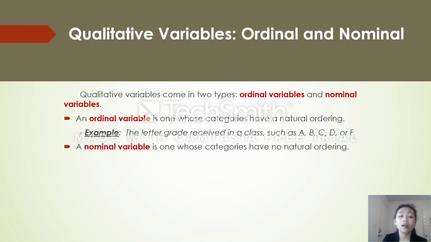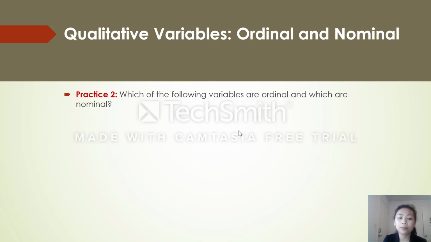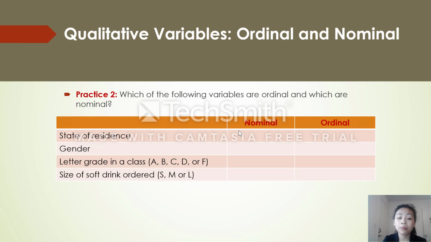In contrast, a nominal variable is one whose categories have no natural ordering. For example, the types of cars: we can list Jeep first or Honda first. It doesn't matter which type of car we list first in the data set. So that is about ordinal and nominal. Now let's look at some practice. Practice 2. Which of the following variables are ordinal and which are nominal? Here I'm giving you 4 examples.